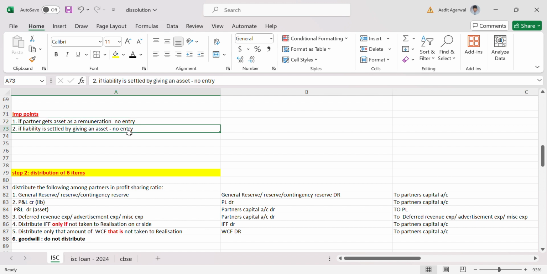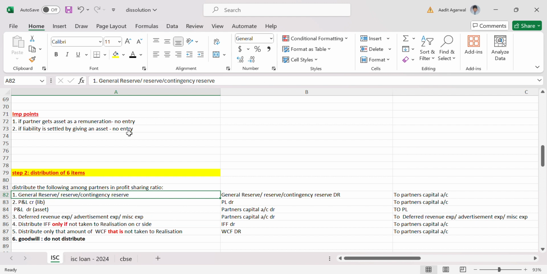Now continuing with the items that are appearing in the old balance sheet, which need to be distributed amongst the partners in the profit sharing ratio. So those 6 items that you always need to check throughout partnership are: first is general reserve, also known as reserve or contingency reserve. If it is there in the old balance sheet, you need to distribute it.